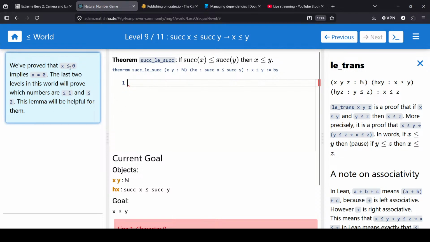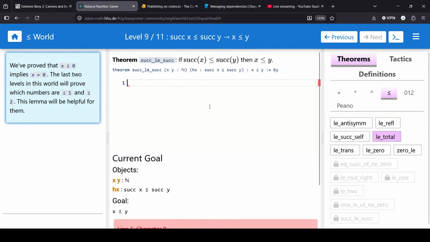We've proved that x is less than or equal to 0 implies x equals 0. The last 2 levels in this world will prove which numbers are less than or equal to 1 and less than or equal to 2. This lemma will be helpful for them.